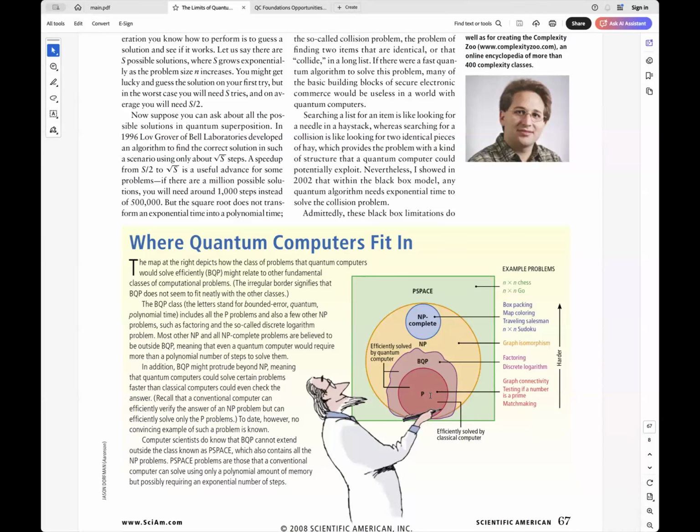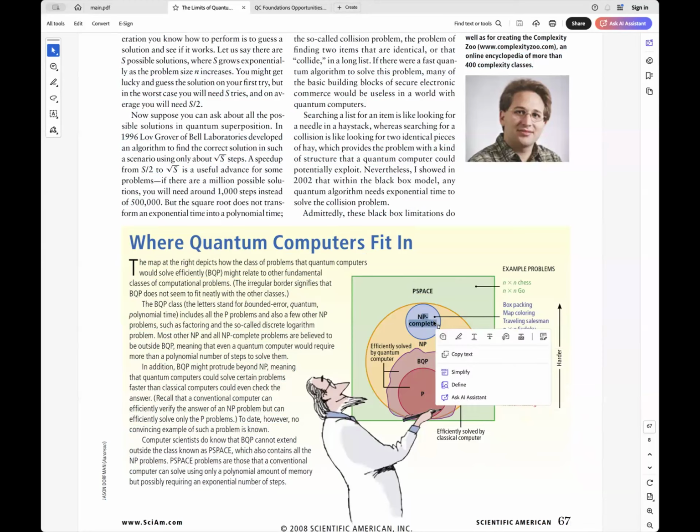So assuming that P and NP are different, you can use this Venn diagram here. So we have the set P, the problems that we can solve very efficiently in polynomial time. For example, problems from graph connectivity, matchmaking, testing if a number is a prime. Then the NP problems, for example, graph isomorphism, assuming that P and NP are different.